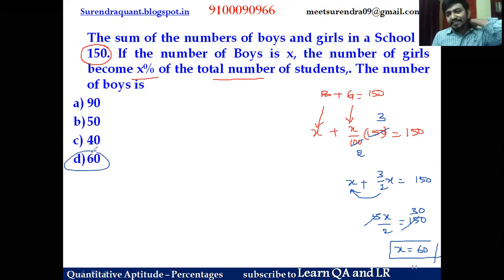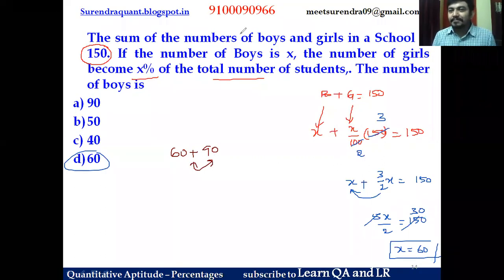And friends, for the sake of better understanding, if you check with this, the number of boys is 60 and the girls are 60% of 150. 10% of 150 is 15. 60%, 6 times 15, is 90. And boys and girls together, 150, perfectly matches. So like that, you can cross check your answers as well, right?